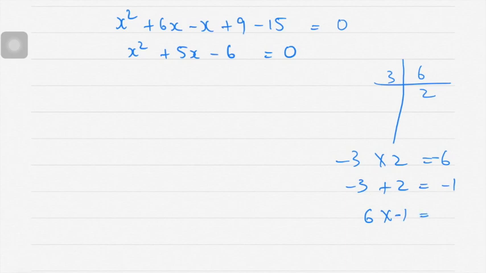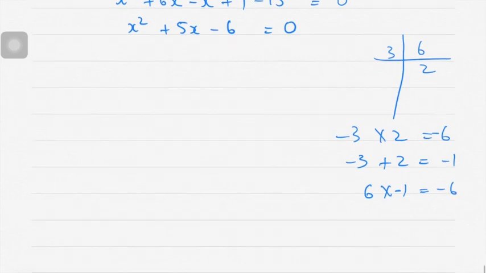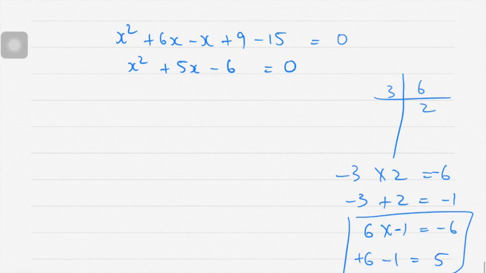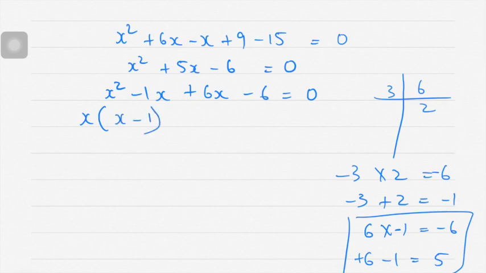Okay. If I do 6 into 1, then if I do 6 into minus 1, it would be minus 6. Okay. And plus 6 minus 1 is plus 5. So 6 and 1 are the numbers. Okay. So x square, I'll write minus 1x plus 6x minus 6 is equal to 0.